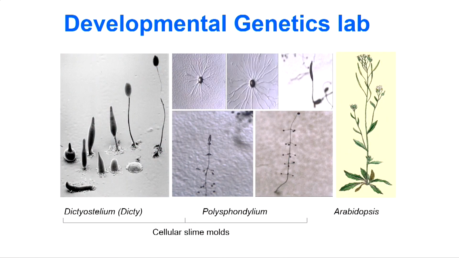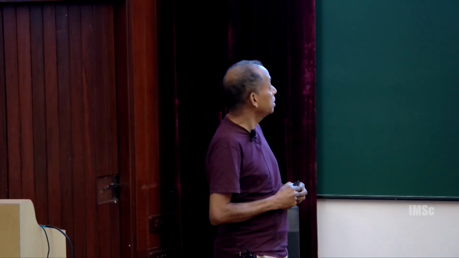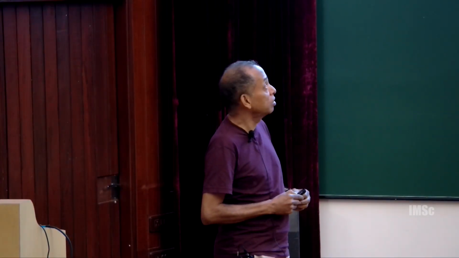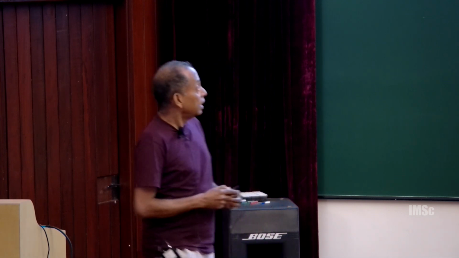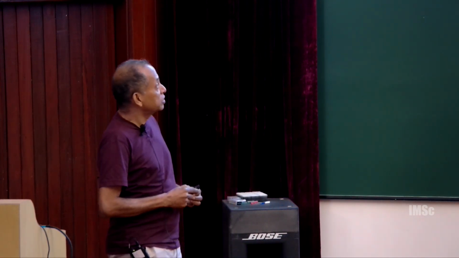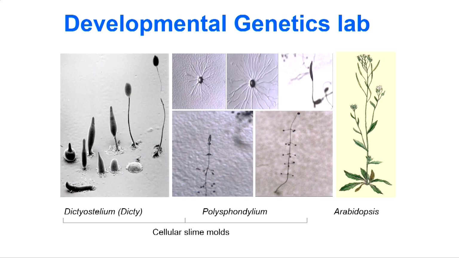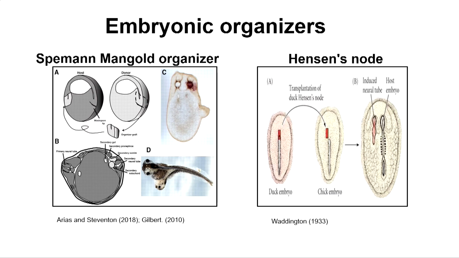So we work with two fantastic model organisms. One is Dictyostelium, a social amoeba, and the other is a model plant called Arabidopsis. Polyspondylium is the model that I started but later gave up because of various constraints, because it was not easy for us to transform. And I'm afraid that this talk is going to be completely out and out biology. If you don't understand at any point of time, please don't hesitate to stop me.